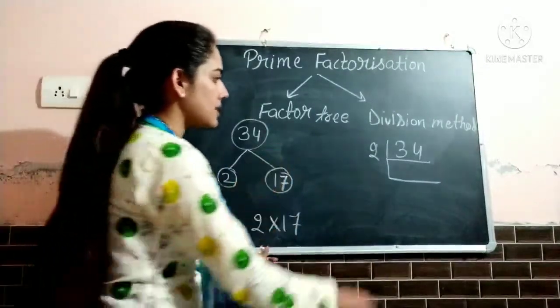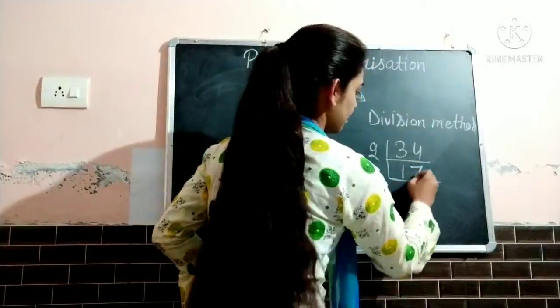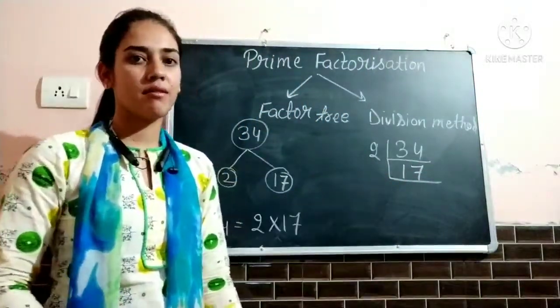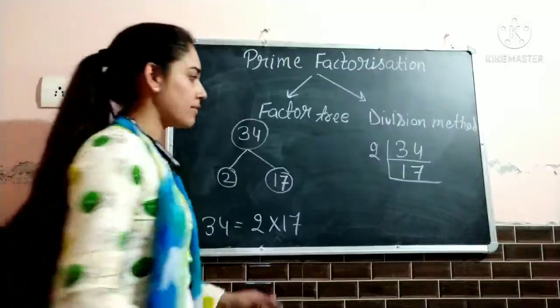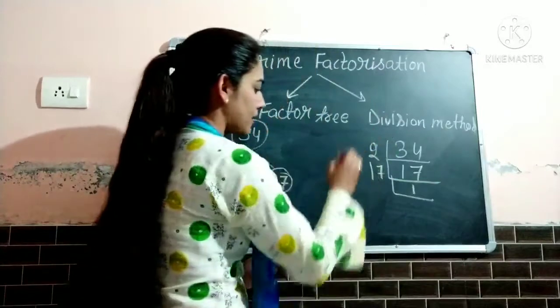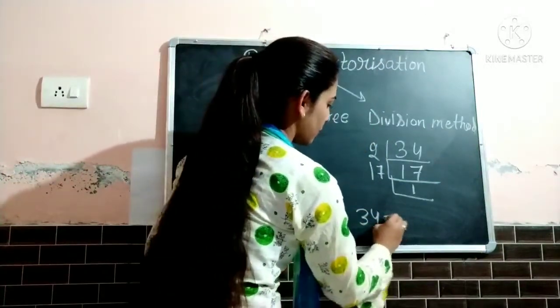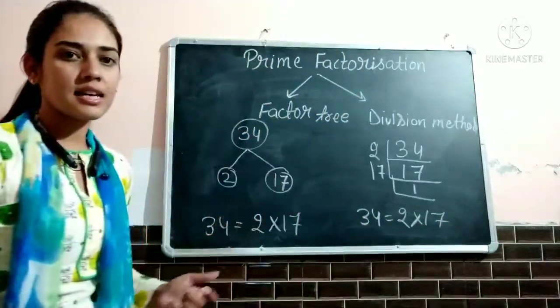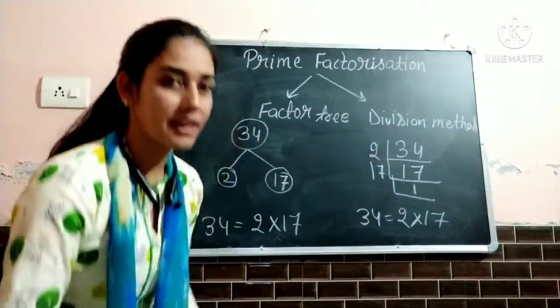So 2 17s are 34. Now 17 is also a prime number. A prime number is divisible by only itself, so we will divide 17 by 17. 17 ones are 17. So the prime factorization of 34 here is 2 into 17. This is the answer. Let us take one more example for better understanding.